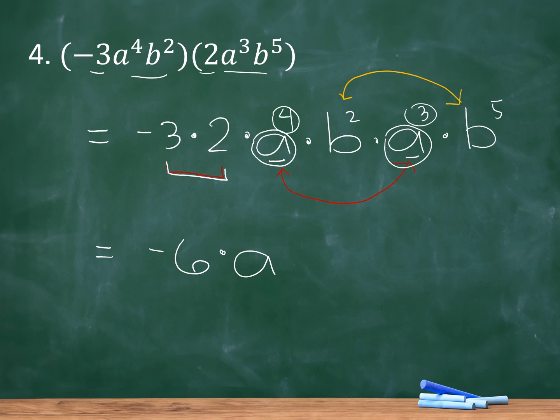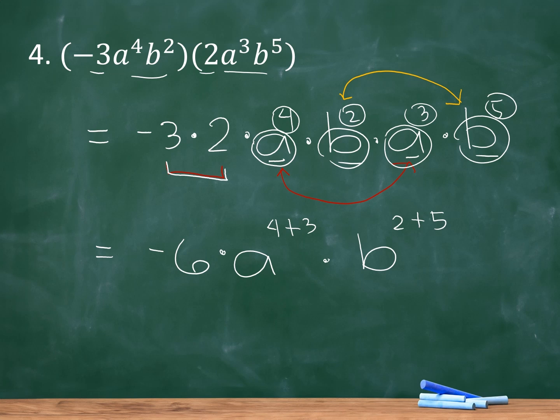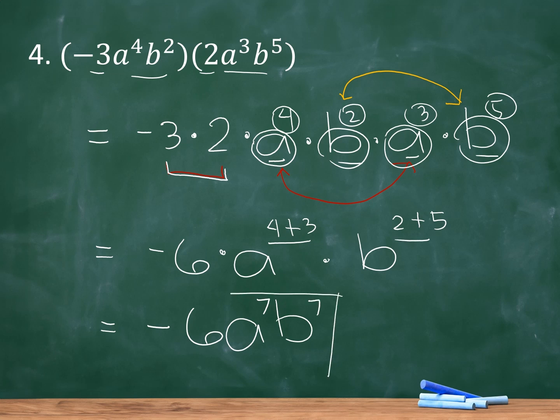4 plus 3, let's write it here, 4 plus 3, times, we multiply b squared and b to the power of 5. Our common base this time will be b, and then we add their exponents. 2 plus 5, let's write it here, 2 plus 5. Let's continue. Copy negative 6, then a to the power of 4 plus 3 is 7, b to the power of 2 plus 5 is also 7. So our final answer would be negative 6, a to the power of 7, b to the power of 7.